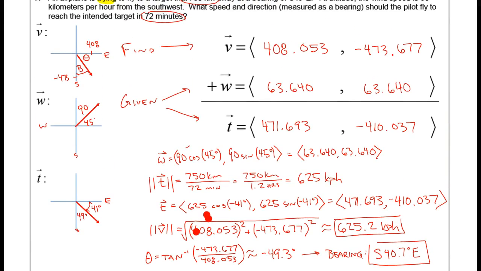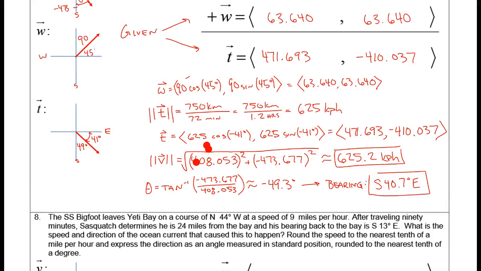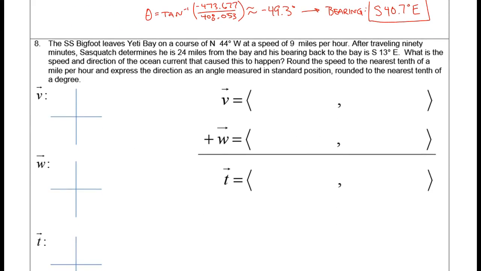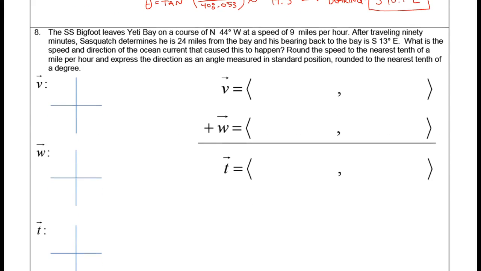All right, folks, now we got one more problem here. We're going to look at problem number 8. The SS Bigfoot leaves Yeti Bay on a course of north 44 degrees west at a speed of 9 miles per hour. After traveling 90 minutes, Sasquatch determines he is 24 miles from the bay and his bearing back to the bay is south 13 degrees east. What is the speed and direction of the ocean current that caused this to happen? Round speed to the nearest tenth of a mile per hour and express the direction as an angle measured in standard position, round to the nearest tenth of a degree.